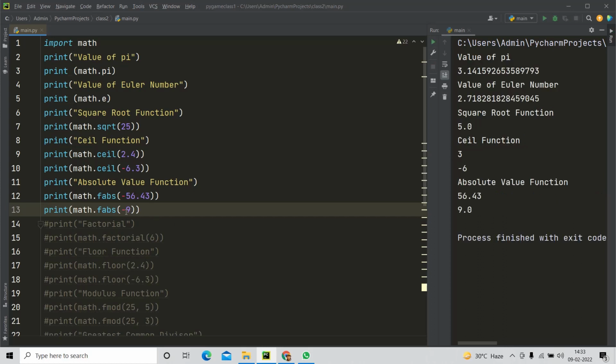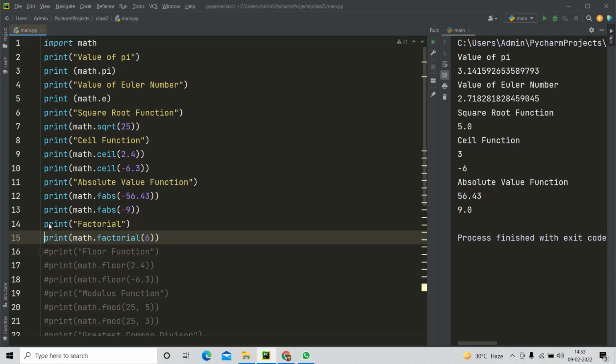Here, if you can see, this minus sign is ignored and it is printing the absolute number. Now coming to the next one, which is factorial. So factorial is nothing but from 1 to the number which is specified here. If we multiply them, whatever answer we get is the factorial of the number.